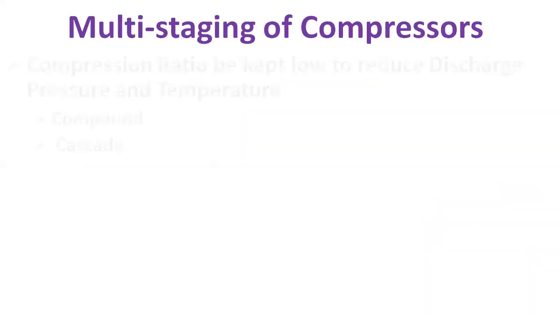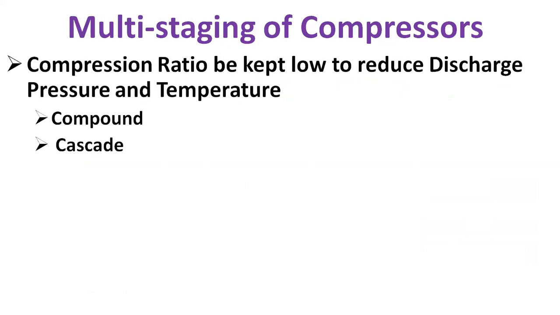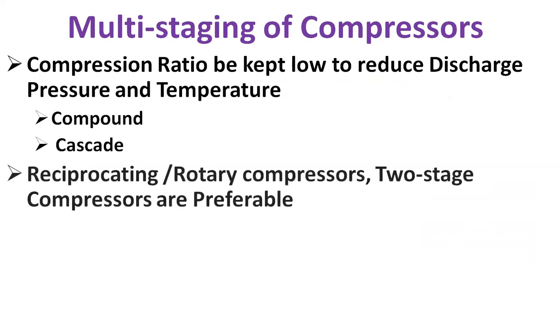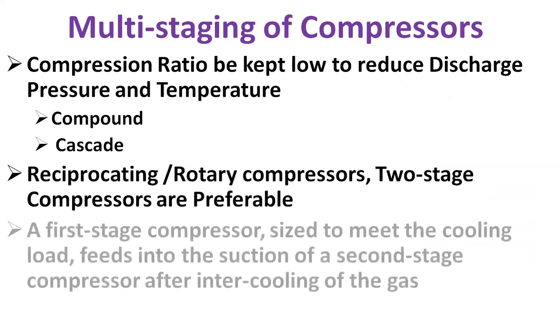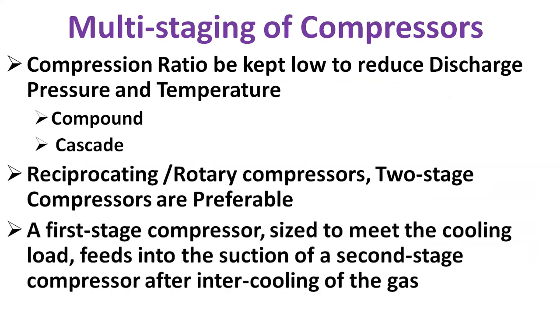The next one is the multi-stage compressors for staging for efficiency. Efficient compressor operation requires that the compression ratio must be kept low to reduce discharge pressure and temperature. For low temperature applications involving high compression ratios and for wide temperature requirements, it is preferable and often economical to employ multi-stage reciprocating machines or centrifugal or screw compressors. Multi-stage compressors are of two types, compound and cascade.